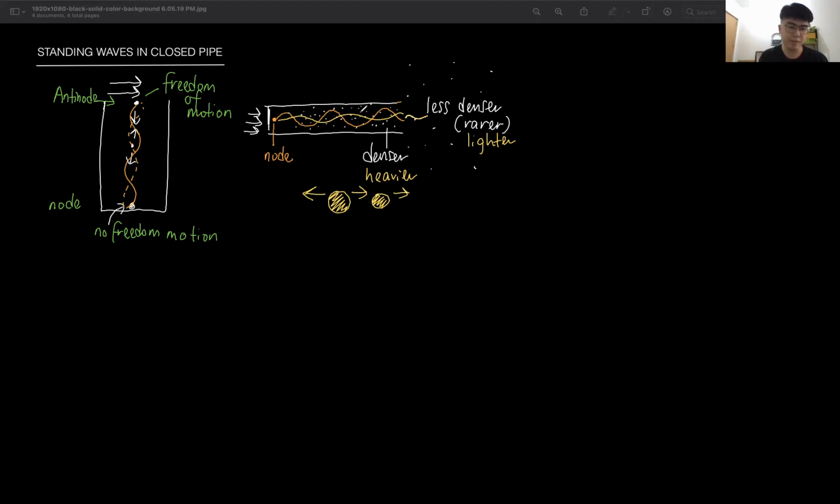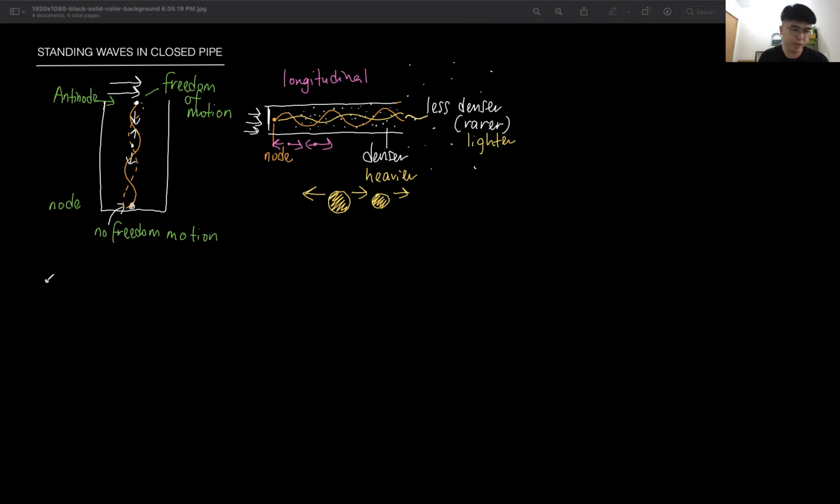Now the wave here, we represent it as transverse, but in the actual case, it is longitudinal, because we are dealing with sound waves. So all the particles inside vibrate left, right, left, right. But we represent it as transverse, like this. What are the patterns that will form in the closed pipe?